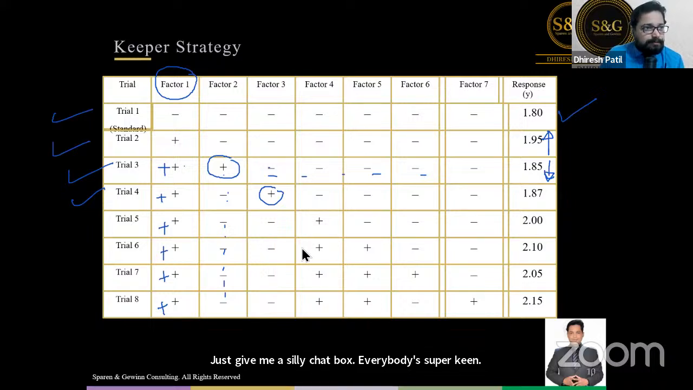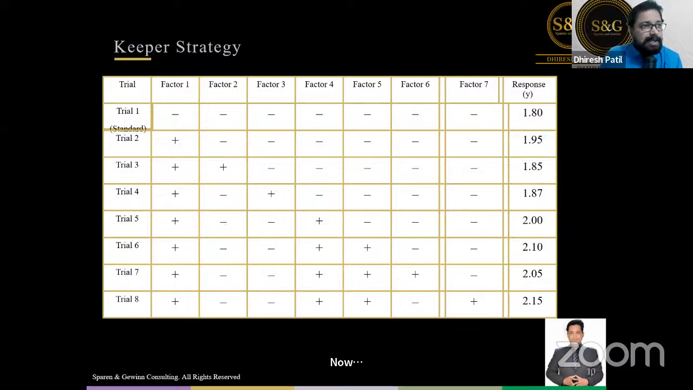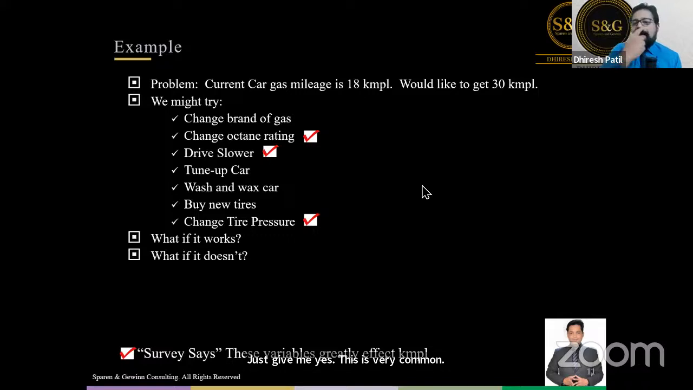Just give me yes. समझ में आ रहा है? कोई है जिसको कुछ भी समझ में नहीं आ रहा? Now, this is a very common, logical, commonsensical example I'm giving. Okay. Now let's understand with this strategy.